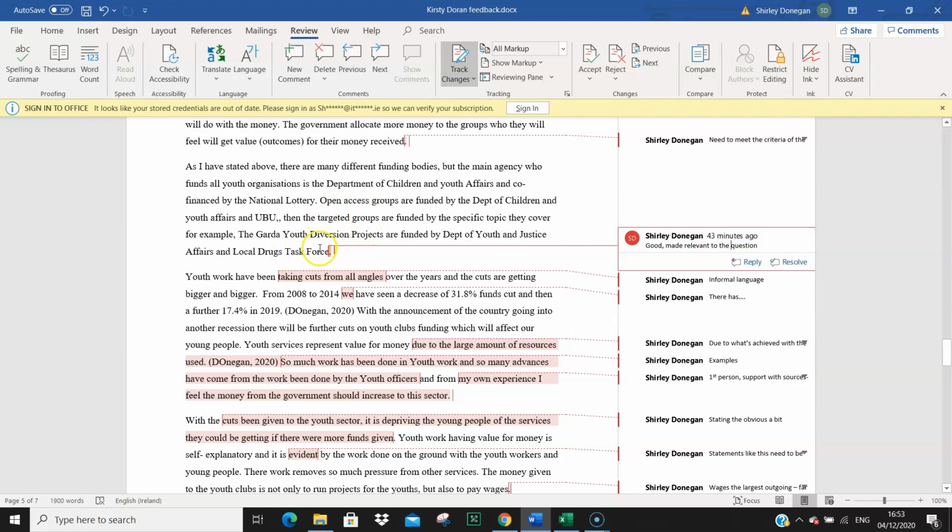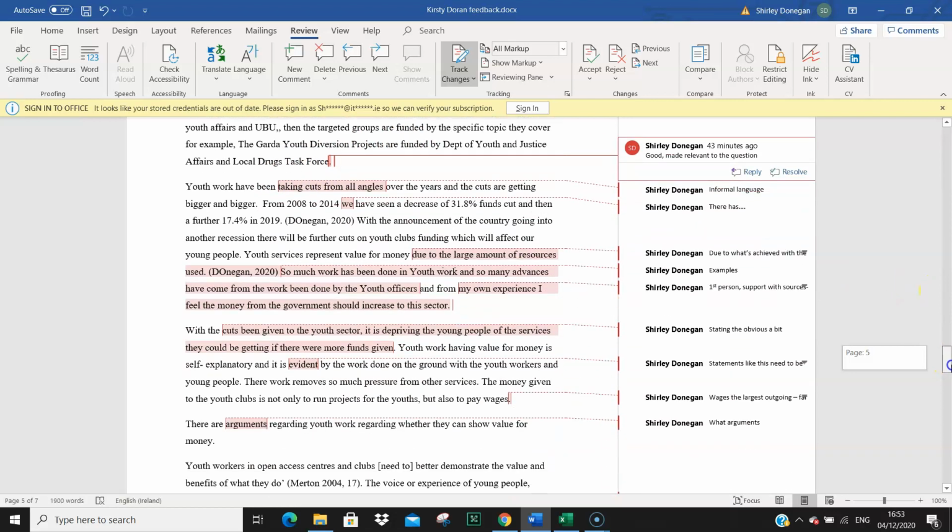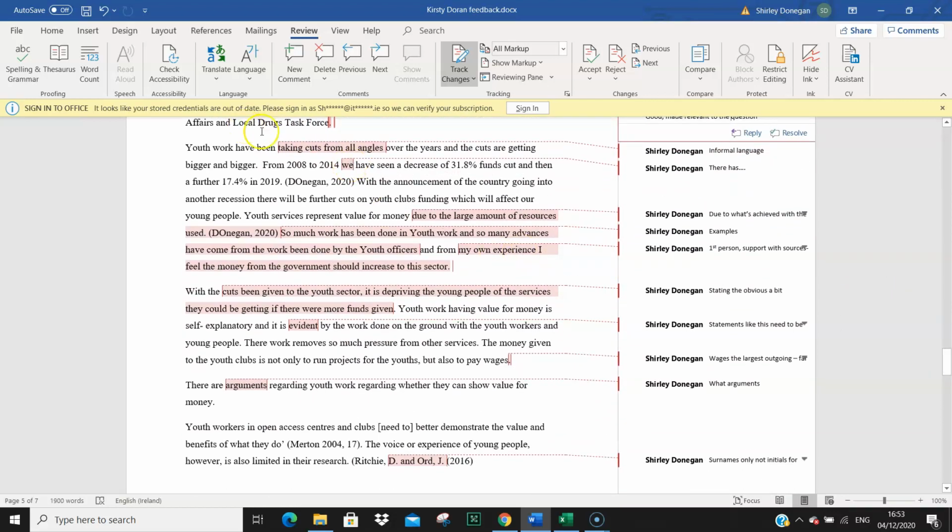So here again, we've made this relevant to the questions that we've said. Garda Youth Diversion projects are funded by certain places. That funding depends on open access groups get their funding from more general places. Targeted groups get their funding from other places. More targeted funding. Taking cuts from all angles, again, is a little bit too informal a language or too colloquial.